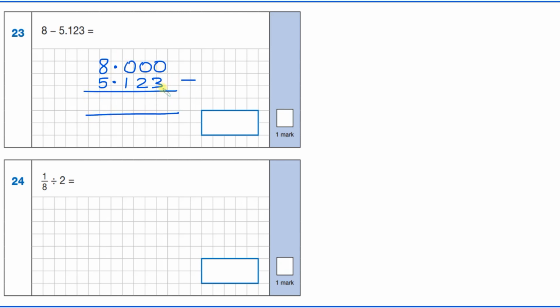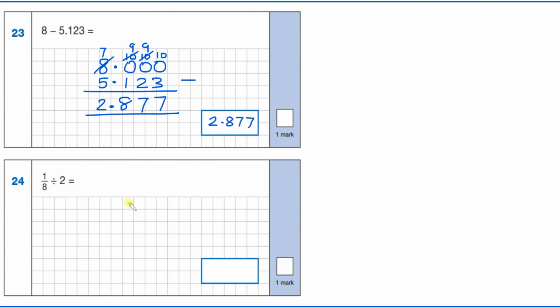Now 0 take away 3, impossible. You need to start from here. 8 becomes 7, that gives 1, so this becomes 10. Cross, this becomes 9, that gives 1, 10. Cross again, 9, and this becomes 10. 10 take away 3 is 7. 9 take away 2 is 7. 9 take away 1 is 8. 7 take away 5 is 2. 2.877.